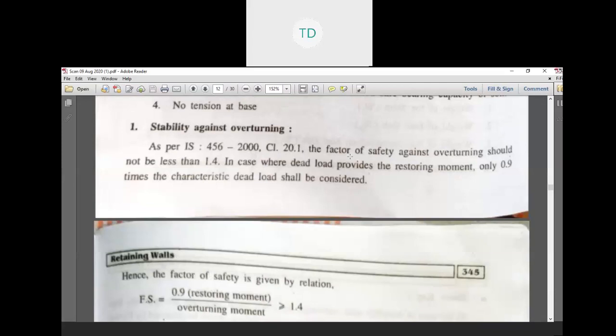As per IS 456-2000, clause number 20.1, the factor of safety against overturning should not be less than 1.4 in cases where dead load provides the restoring moment; only 0.9 times the characteristic load shall be considered.